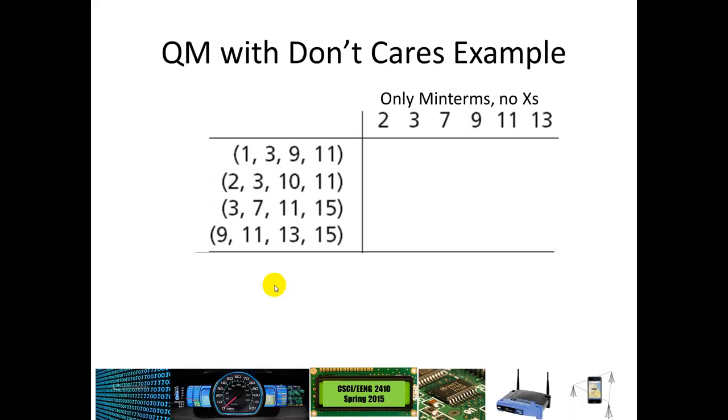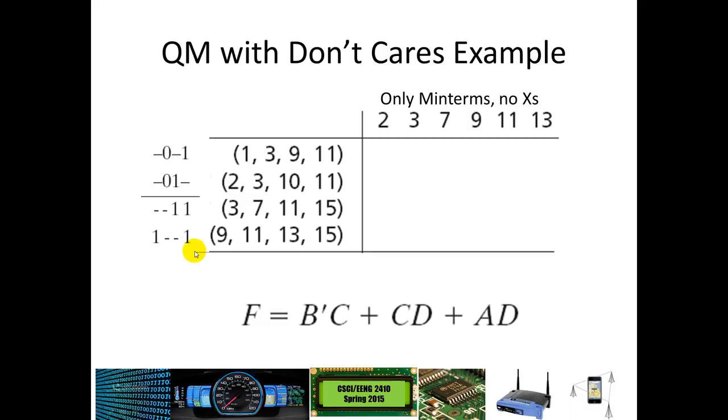So for example here, 1, 3, 9, and 11, you'll notice that 1 does not show up in that chart. That's because 1 is a don't care. So we're not going to put any X's in a 1 column. 3 is a min term, so we would put an X there. 9 is a min term, we would put an X there, and 11 is a min term, we would put that there. We can remind ourselves off to the left what those groupings happen to be. So in this case, this first term would end up being B prime D, this term would end up being B prime C, this would end up being CD, and this term here would be AD.